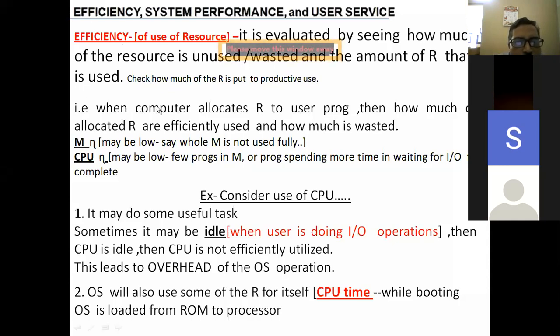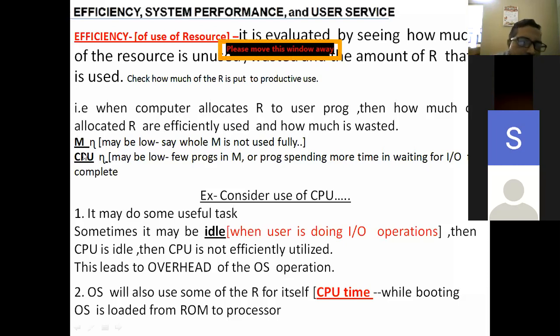For example, when a computer allocates resources to a user program, how much of the allocated resource is effectively utilized and how much is wasted? To justify this sentence, I have taken the example of memory efficiency and CPU efficiency. Memory efficiency may be low if the whole memory is not being effectively utilized. Suppose I allocate 1 MB of memory and I'm not able to utilize the whole 1 MB, then we can say that memory utilization is less.